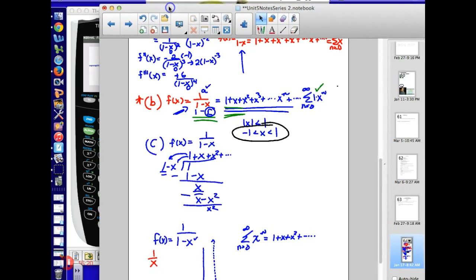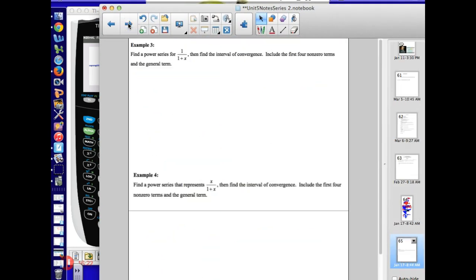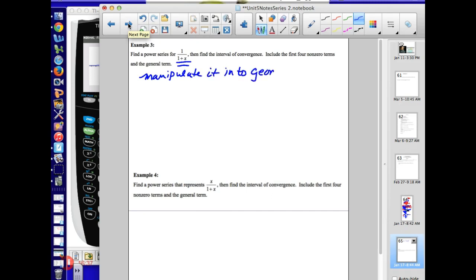So let's go a little faster on the next one here. It says find a power series for 1 over 1 plus x. What I really want to do is recognize that I can manipulate this into geometric form. Geometric form is a, the first term, over 1 minus the common ratio. The 1 is important. You have to have a 1, and the minus is important. And so this one isn't quite there.